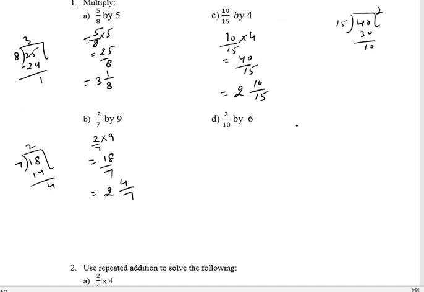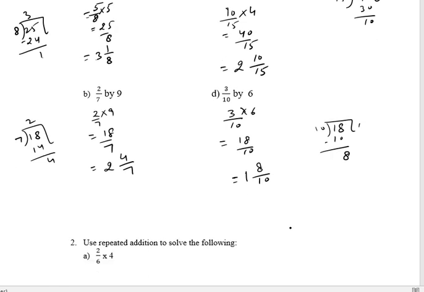3 upon 10 by 6, so it will be 3 upon 10 into 6. So 3 sixes, it will become 18 upon 10. So when we divide 18 by 10, 10 ones are 10 and subtraction 8. So 8 is remainder. So quotient is 1, 8 is remainder and 10 is the denominator.